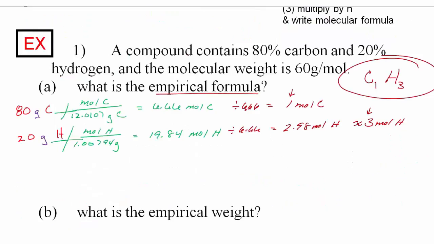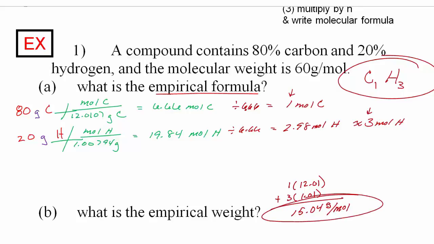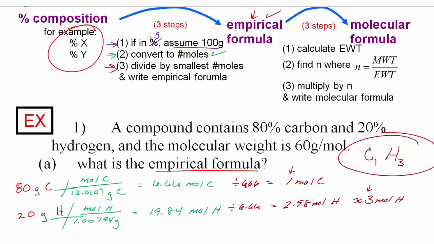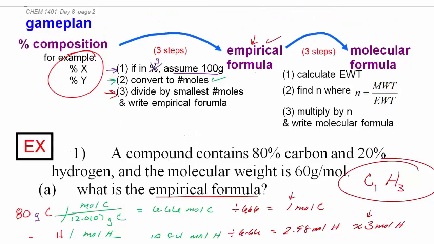Got it. What is the empirical weight? Empirical weight is just another name for the molar mass of the empirical formula. So 1 times carbon, 12.01, and 3 times hydrogen, 1.01. What do you get? 15.04 grams per mole. There's my empirical weight.